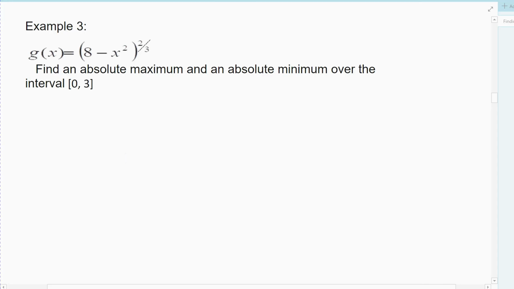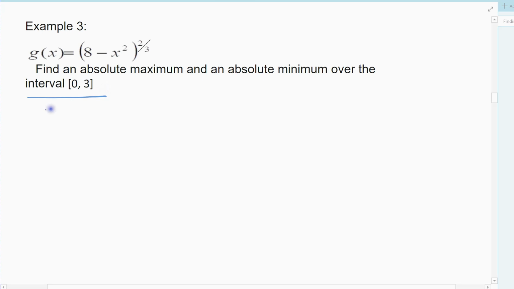Right, so this is a root example, and more than likely with a root example, one of our weird things is going to happen. Either I'm going to get a vertical tangent case or a corner case. Find the absolute max and absolute min over the interval. This function exists everywhere, so it's continuous and smooth everywhere, so I will be guaranteed a maximum and a minimum somewhere on the closed interval 0 to 3.